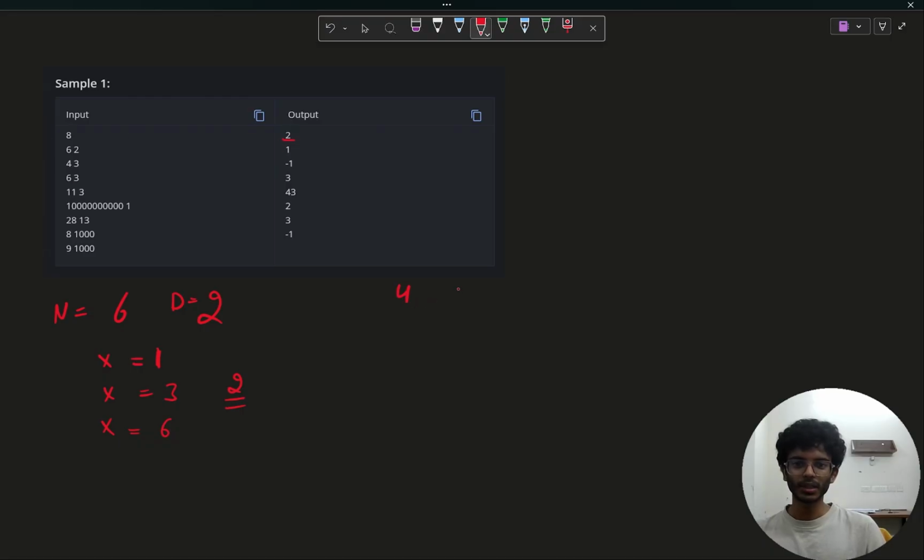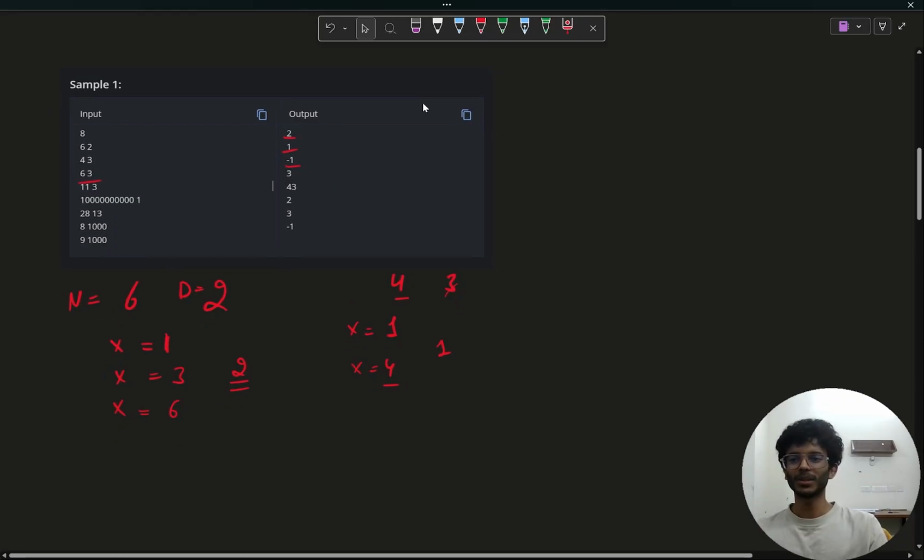In the second, we're given n as 4 and d as 3. Initially, we have x equal to 1. We'll simply add 3 to our x and we'll get x equal to 4. We just made one operation to make x equal to n, so the minimum number of steps is 1. In the third input, you can verify that it is not possible to make x equal to n ever, so we'll print -1. You can try out the rest of the test cases yourself if you want to.